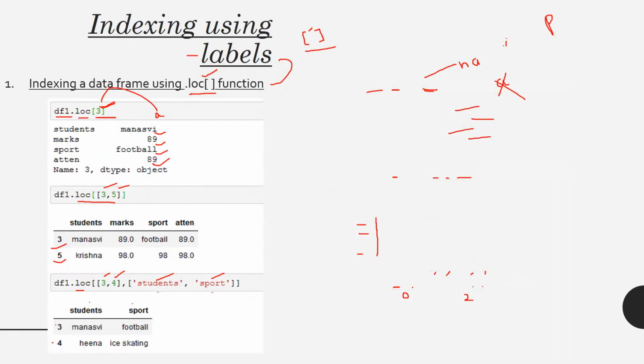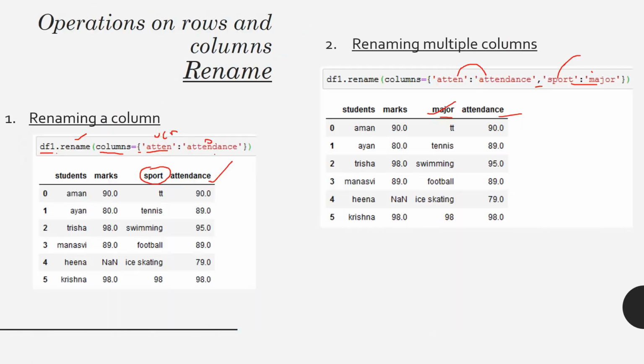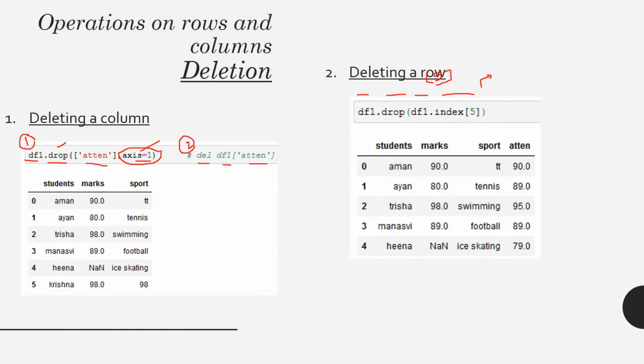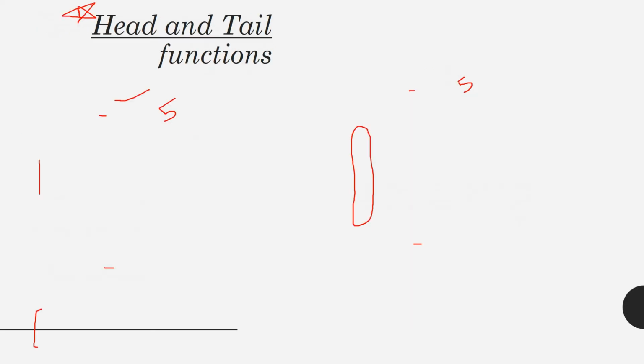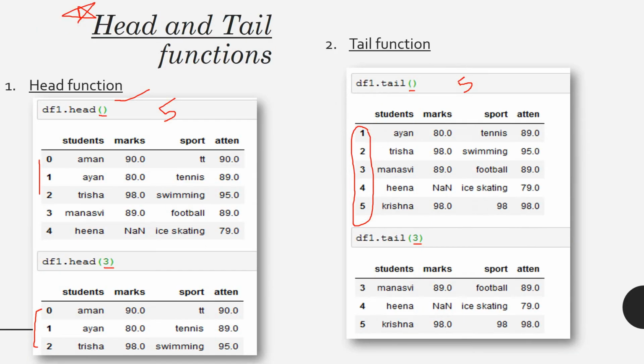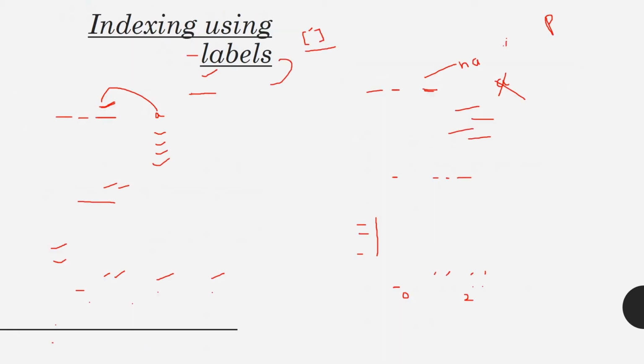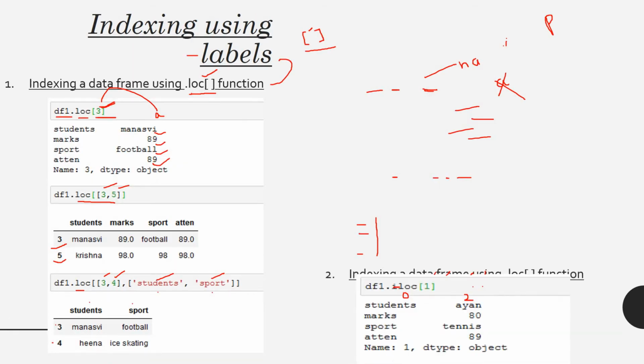So children, in today's class we first learned about renaming a column and renaming multiple columns. Then we learned about deletion, deleting a column by using the drop function, and deleting a row by using the drop function also. After that we learned about the head and tail function. By default the value of head is 5, and if you provide an integer, then it will give that number of rows.